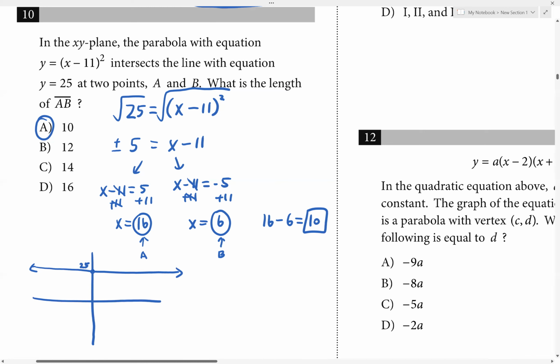And then the other one is a parabola, (x minus 11) squared. Inside the parentheses, the minus 11 is a horizontal shift to the right by 11. The graph of the parabola will look like that, and it opens upward. What we're talking about is these 2 points where they meet, and that's what we're trying to figure out. After we solve, one of the numbers is 6 and the other is 16, so the distance between them is 10 units. That's why A is our answer. Okay, so that's it for number 10.